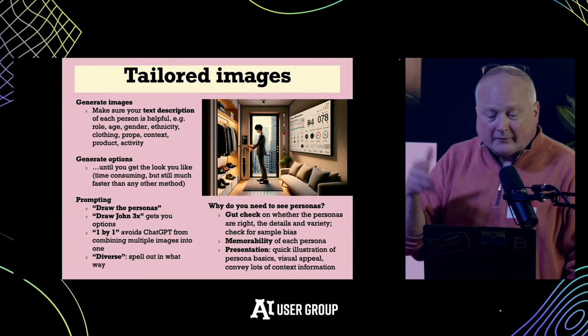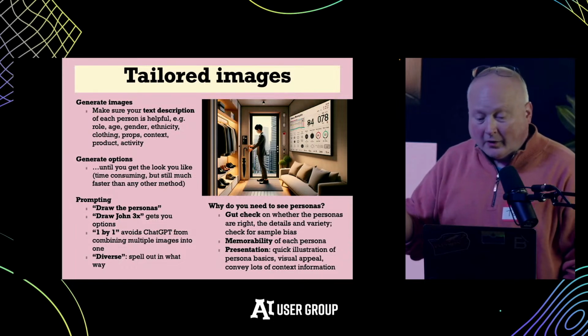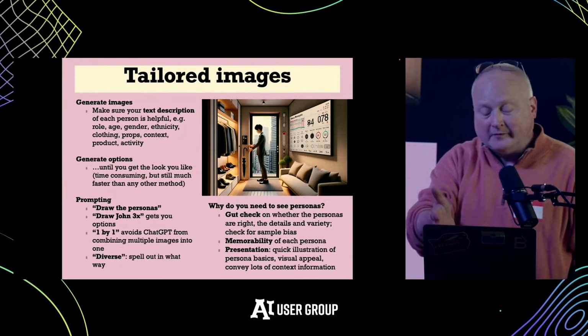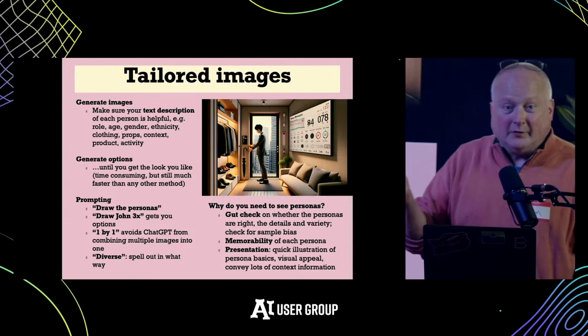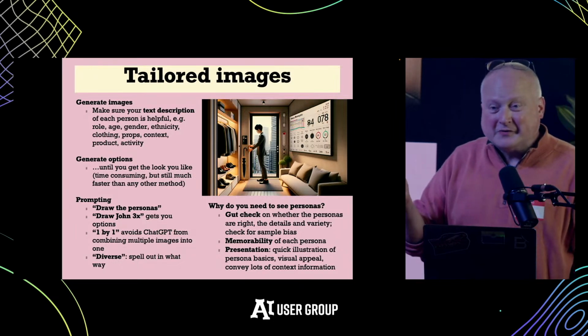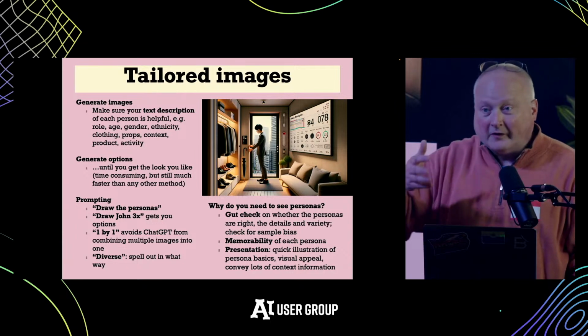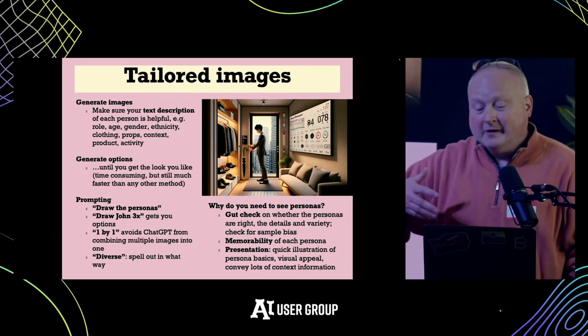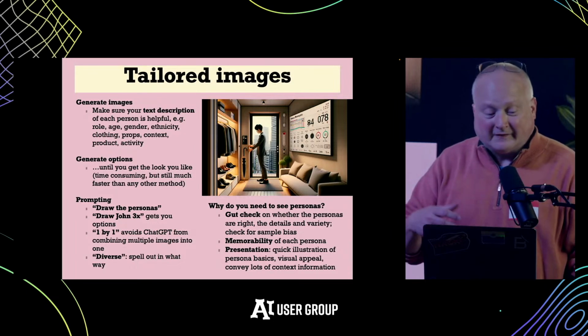So the text description helps get all of those details in. You should generate multiple alternatives, like generate multiple images of the same persona, because some of these images don't turn out right. You all know that when you've used image generation, you'll end up with something wrong in the image. So I generally do at least 3, maybe 6 if I want to really find one that fits.